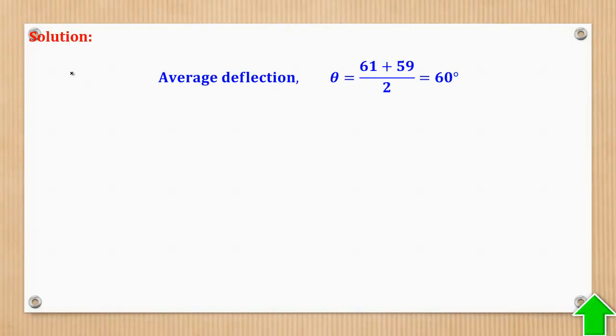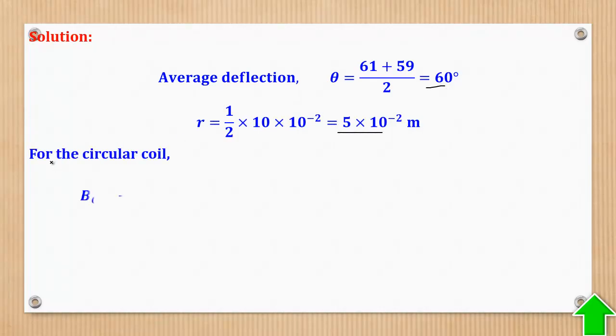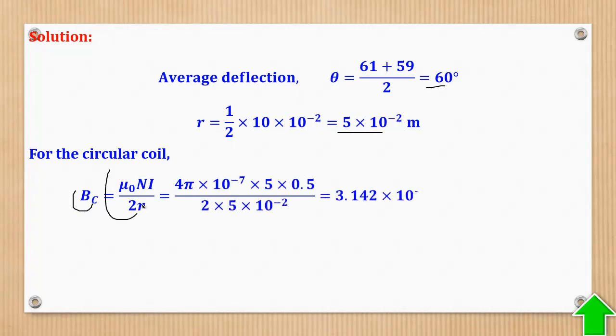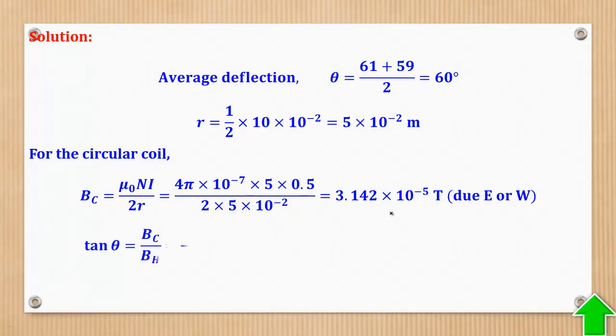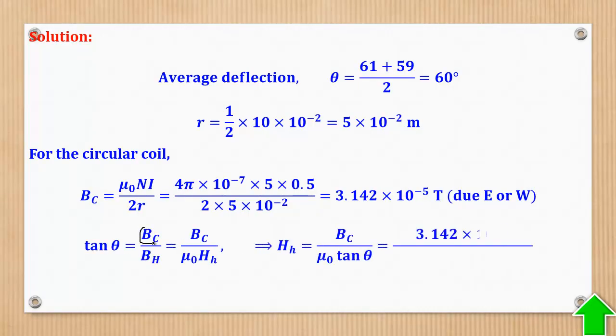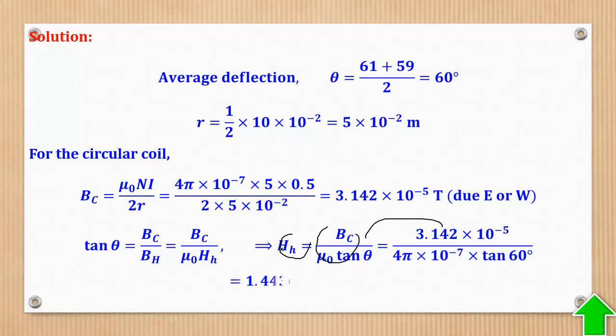So 1, the average deflection will be 60 degrees. Then the radius is this, half of the diameter. Then for the circular coil, BC is equal to this expression. Substitute to get the flux density for the coil. Then you know that tan theta is equal to BC over BH. But remember, they asked for HH, which is the intensity, and so that B is related to H in this expression. So when I make HH the subject, I'll come up with this expression. So substitute to get the intensity they wanted.